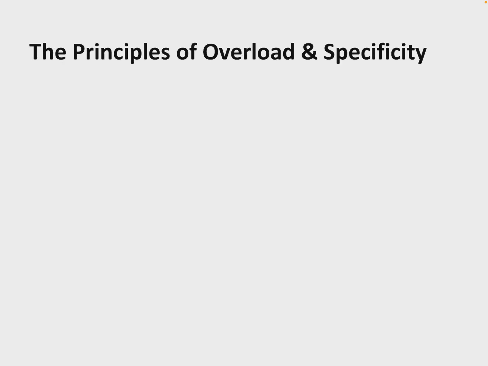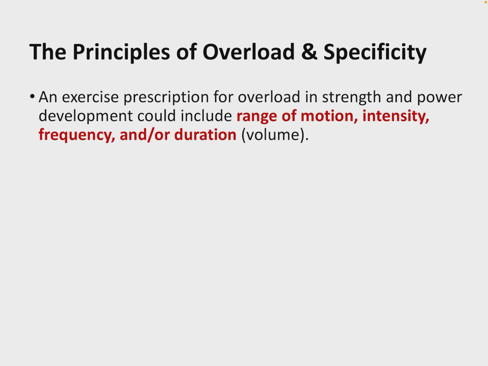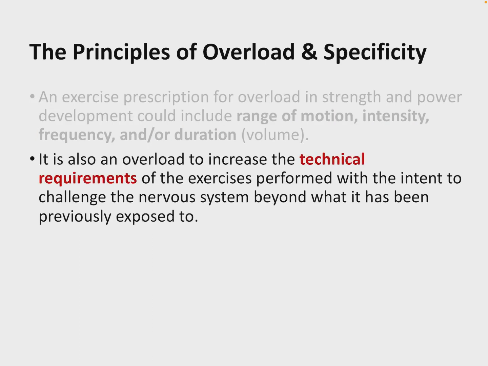So let's go back to our training principles, and specifically the principles of overload and specificity. The intensity metrics of overload will be expanded upon again in this chapter beyond what you already learned in the text. An exercise prescription for overload in strength and power development could include range of motion, intensity. So what you know about intensity right now, this could be a percentage of 1 rep max. It can also include frequency and or duration, or the volume.